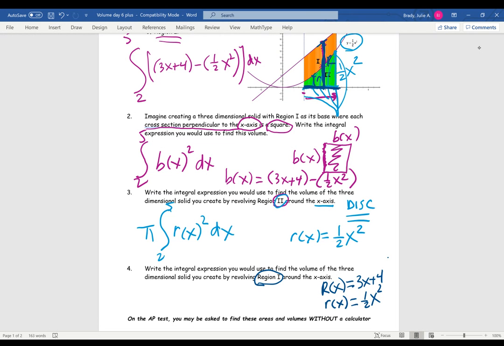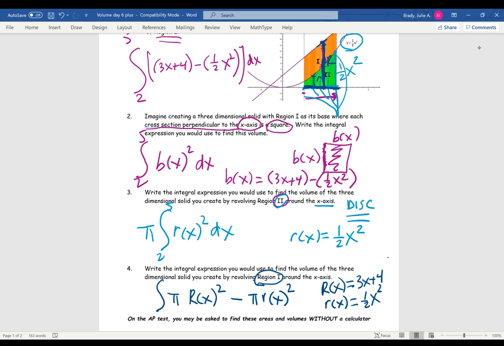Okay. And now we have to subtract the two circles' area. So that's how you get a disk. So you would take the big radius and you would square it. You would times it by pi. And then you would take the little radius and you would square it and you would times it by pi. And then we're going to have to integrate.